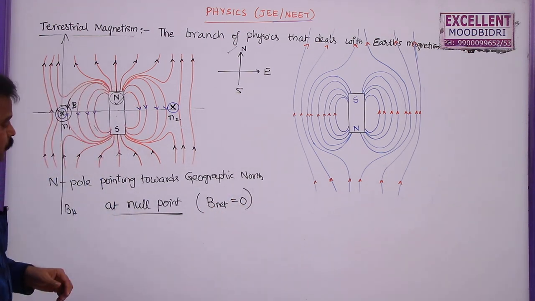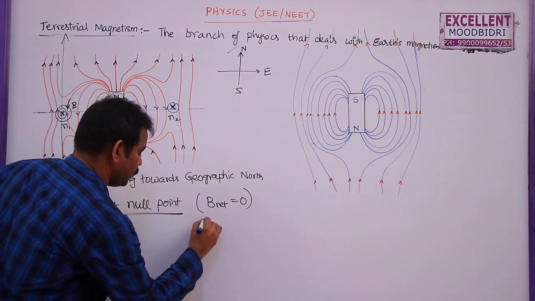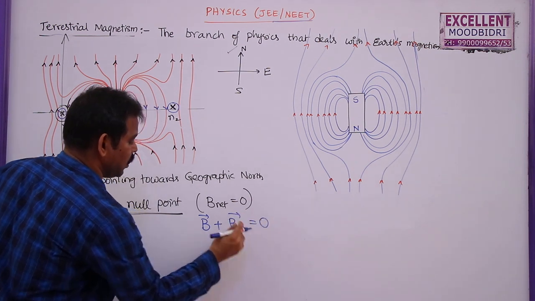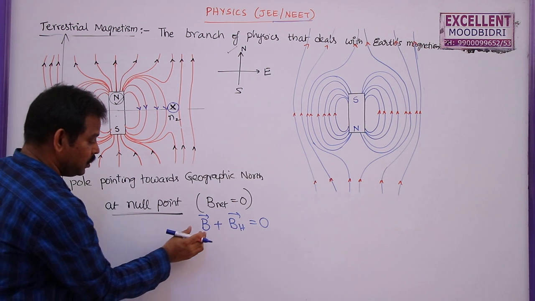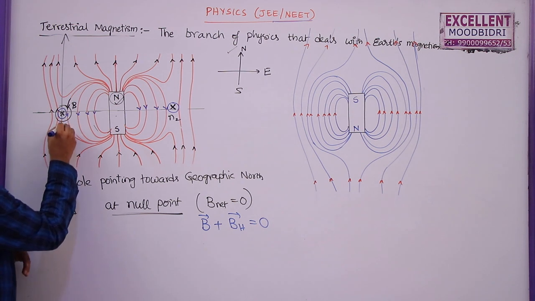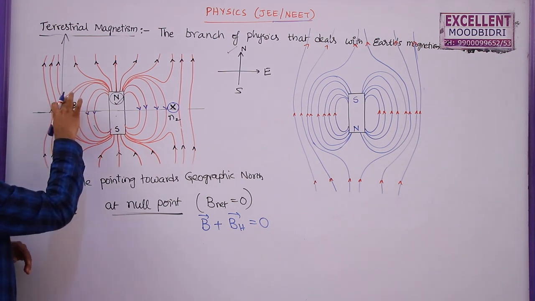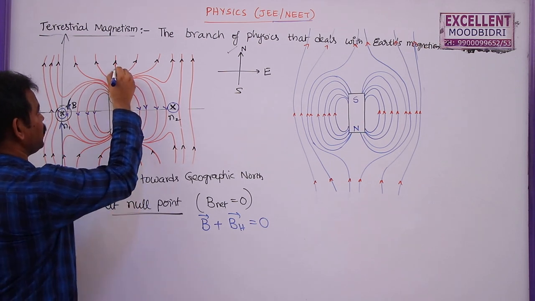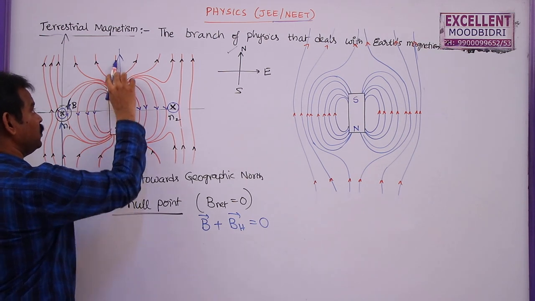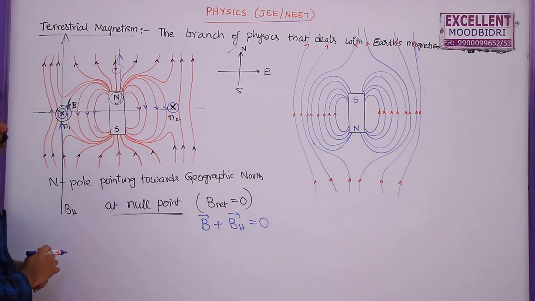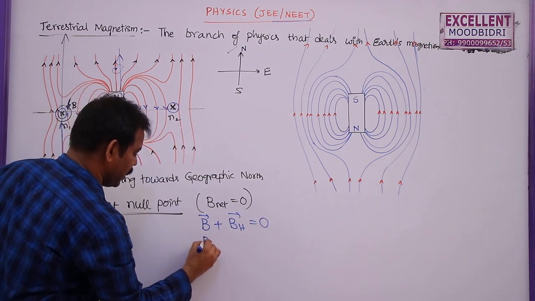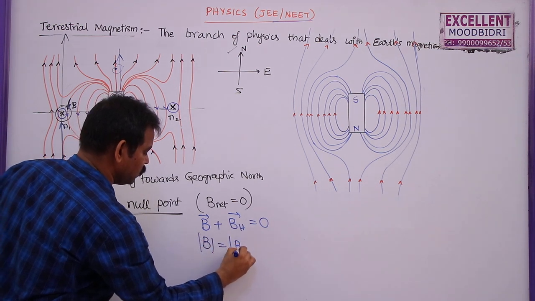So what is the net magnetic field here? The net magnetic field is the magnetic field due to the bar magnet plus the magnetic field due to the earth's magnetic field in the horizontal direction. These two must cancel to 0. That means this is acting in one direction, and this must act in the opposite direction. Here it is clear that these two are equal and opposite on the equatorial line. But if we take any other point, here the earth's magnetic field is acting in this direction and the bar magnet's field is also acting in this direction. Here the field cannot become 0. The field will become 0 only on the equatorial line. So now we can write, magnitude wise, B is equal to BH.